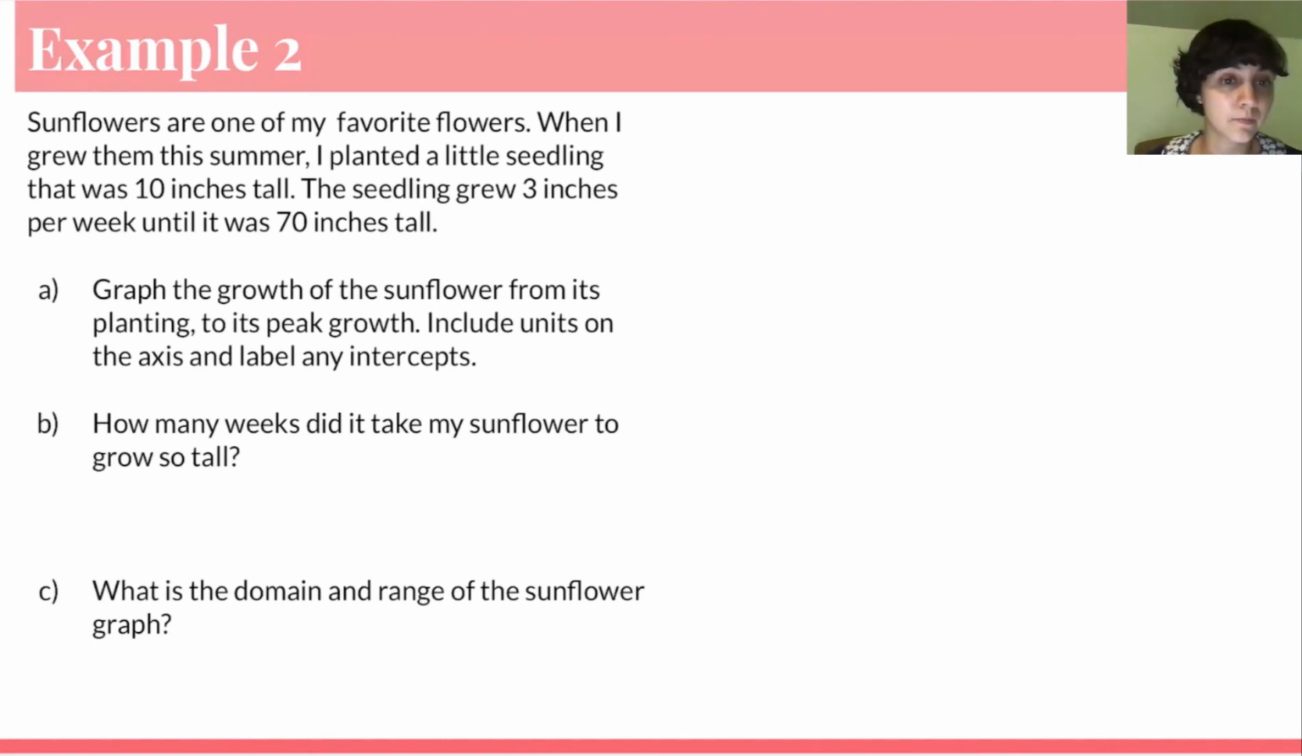It got tall. Okay, so first things first, we need to graph the growth of the sunflower from its planting to its peak growth. Include units on the axis and label any intercepts. So I'm going to let us both do this at the same time. And then we'll come back together and we'll compare graphs, okay? So you make your graph, and I'll make my graph, and then we'll compare, okay?